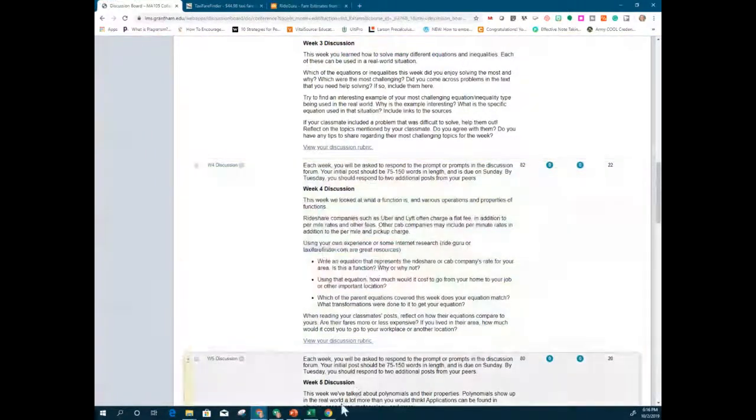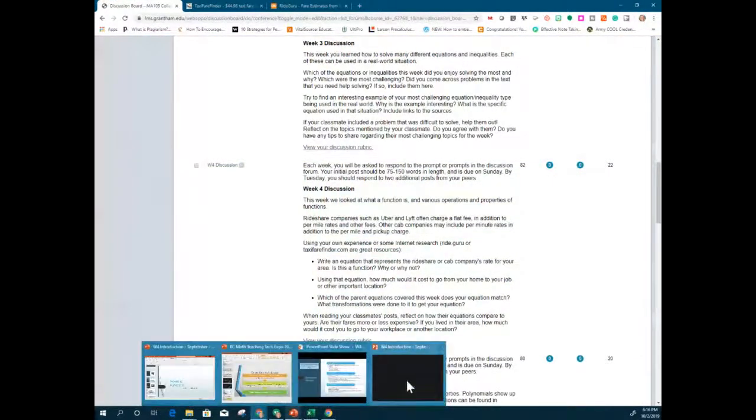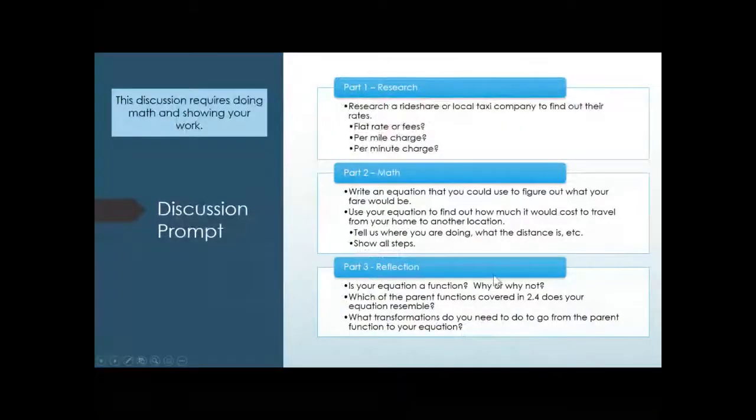So that's what you're doing with the discussion: you're taking real data and then you're going to get an equation to figure out what your fare would be. Now your math should match whatever that website said. If you get the same answer as that website, that means your equation's correct, because you're going to want to plug in your numbers and make sure that you get the same answer. So you're just going to work through that math, and then part 3 is the actual reflection based off of the material for the week.